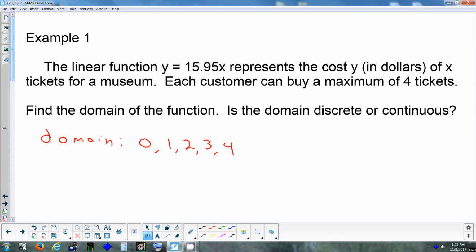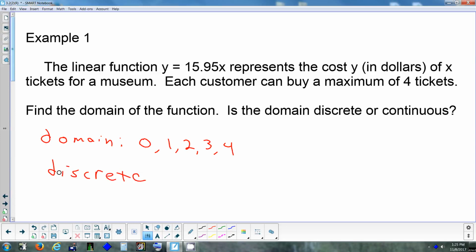Now, would 1.7 make sense for the domain? Can you buy 1.7 tickets? No. If you go to the window and say, I want 1.7 tickets, they're going to look at you like you're crazy. Okay? So because you cannot buy any number you want, only certain numbers, is that discrete or continuous? This is discrete.